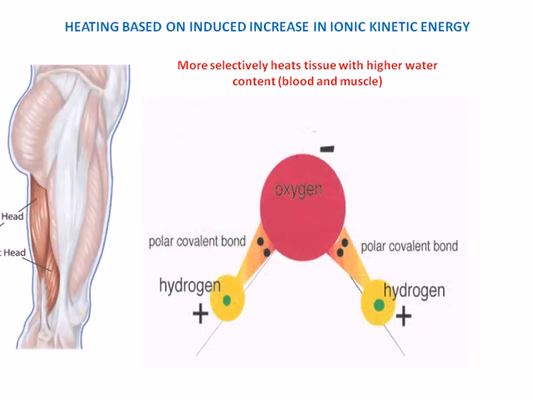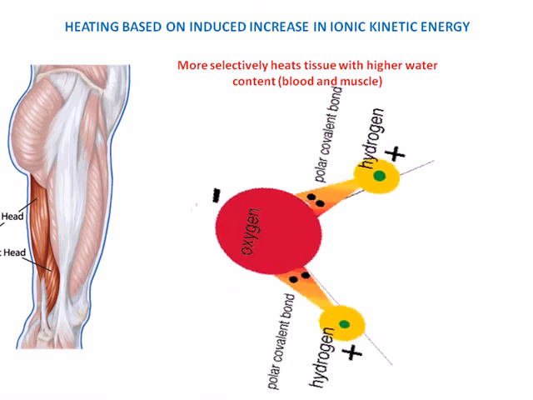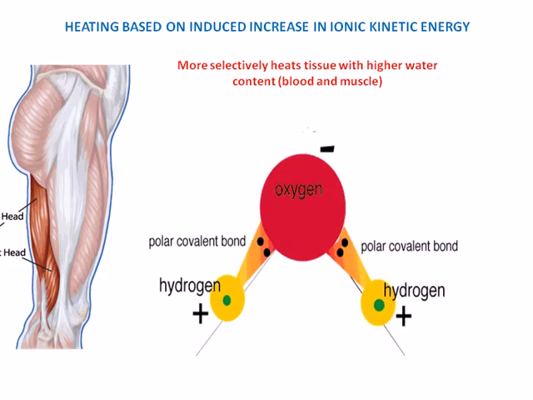More significant heating of blood and muscle occurs with diathermy. Primarily, this is because of the high water content. Polar water molecules, when exposed to electromagnetic fields, spin and collide with other molecules, increasing kinetic energy.